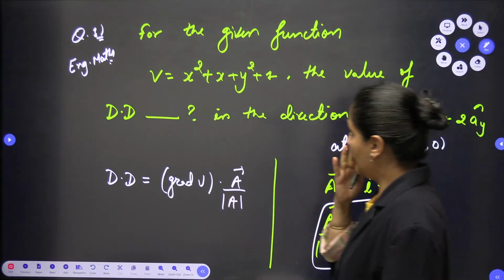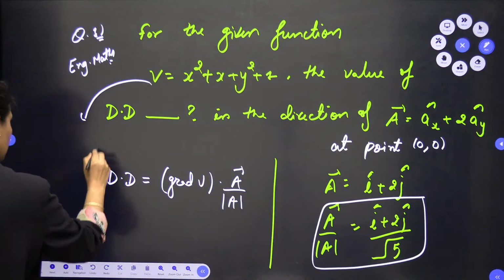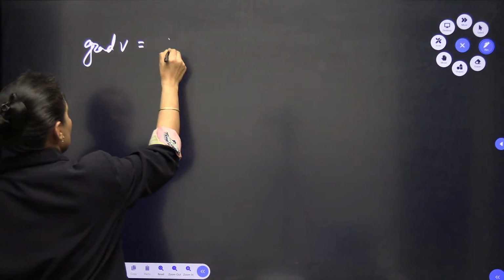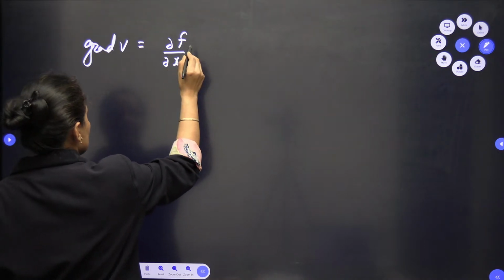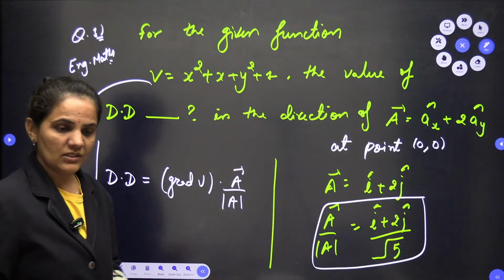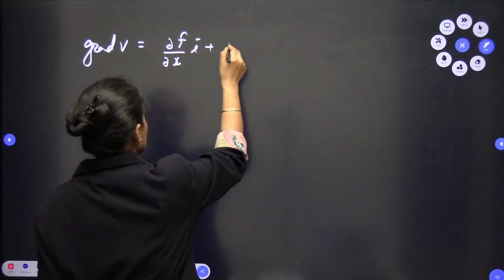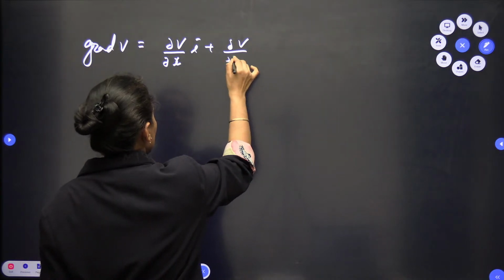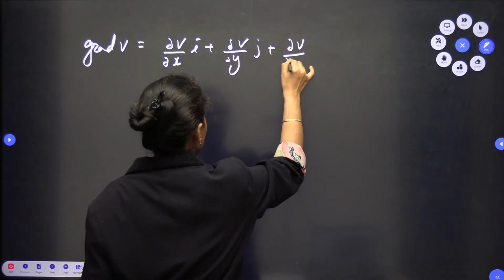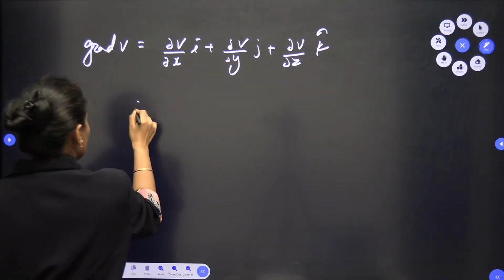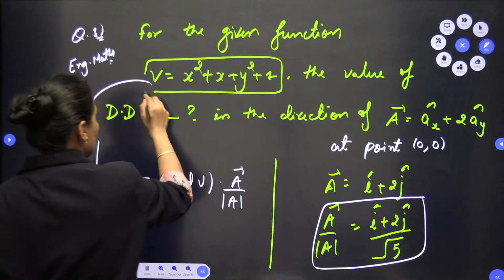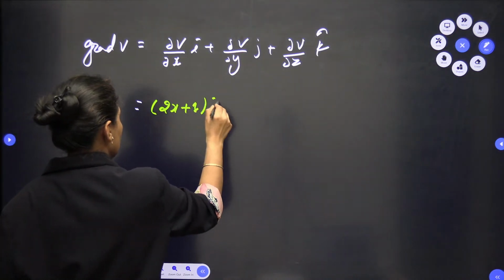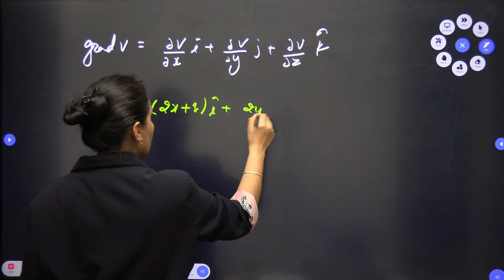All right, and let's find out the gradient of this given function. When I'm finding the gradient of any function, it is del f by del x i cap, so for the complete function we need to find the partial differentiation with respect to x. If the function is v, then del v by del y with j cap, del v by del z with k cap. When I find the partial derivative with respect to x, this is 2x plus 1, so 2x plus 1 i cap. With respect to y, this is 2y, and there is no k.